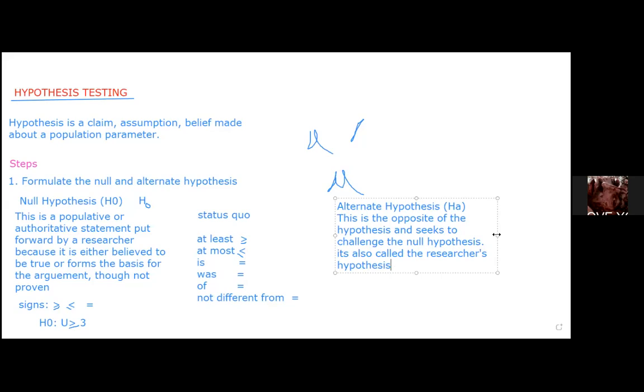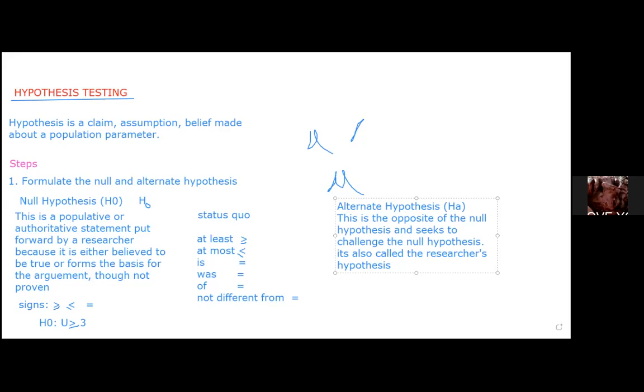Now, the alternate hypothesis is the opposite of the null hypothesis. And it usually seeks to challenge the status quo. I told you that the null hypothesis is the status quo. That is what we all know. That is what we all believe, even though that thing has not been proven. So it seeks to challenge the status quo, and it's sometimes called the researcher's hypothesis. So take note that it is always the opposite of the null hypothesis.